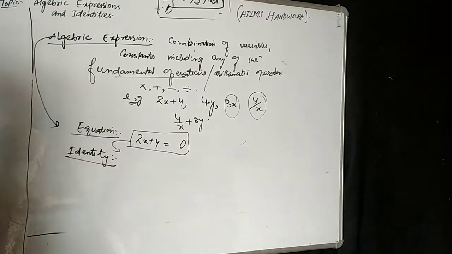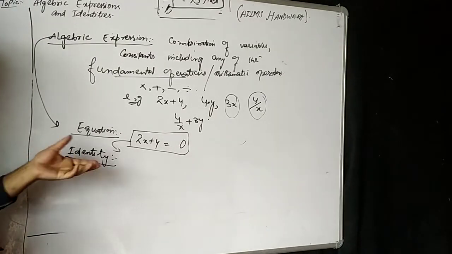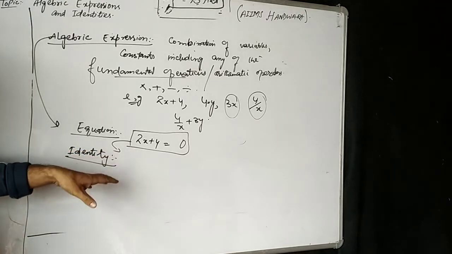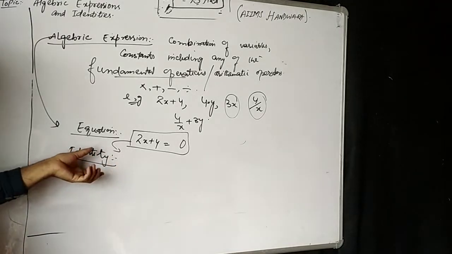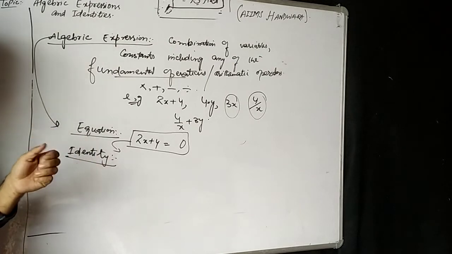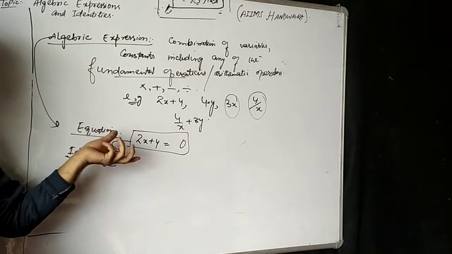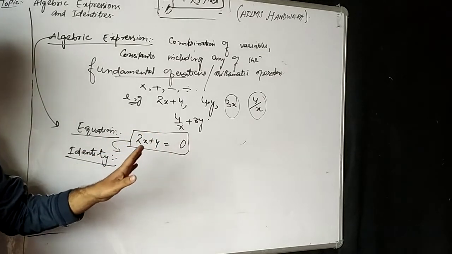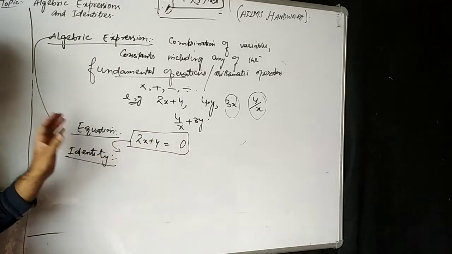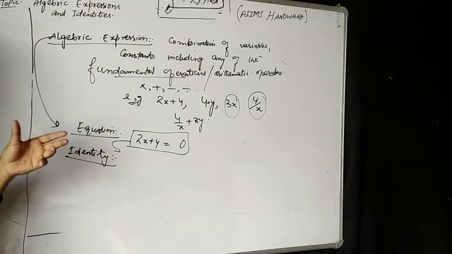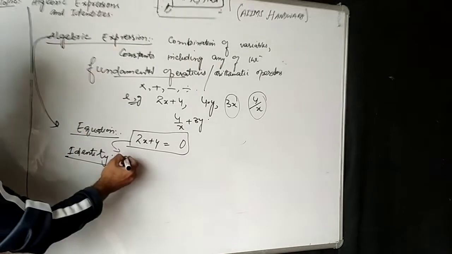First, understand what's an equation. I'm now telling the definition of this identity. So what's an identity? For identity, you must know what's an equation. Equation is an algebraic expression including the sign of equality. Now identity, some equations are true for all values. The equations you can write now.